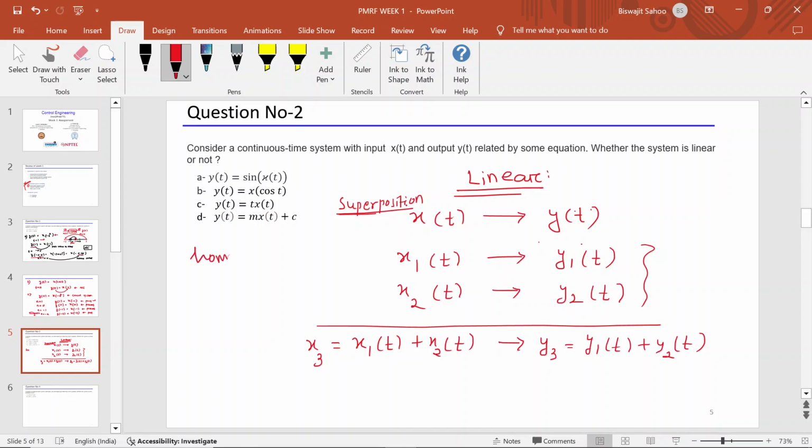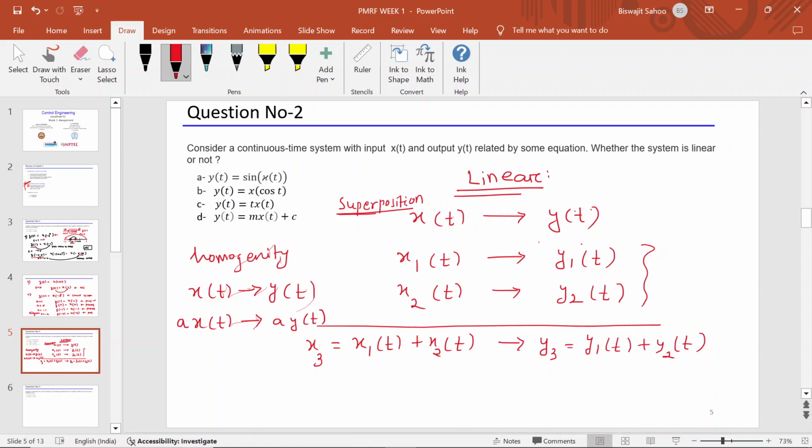Now the second one is homogeneity. Let's say one input x of t gives my output y of t. Homogeneity says that if I scale x of t by a constant, then the corresponding output is also scaled by that same factor. It means our output is also multiplied by that constant. If that is happening, then it is called the homogeneity principle.